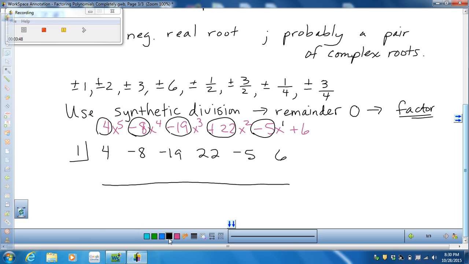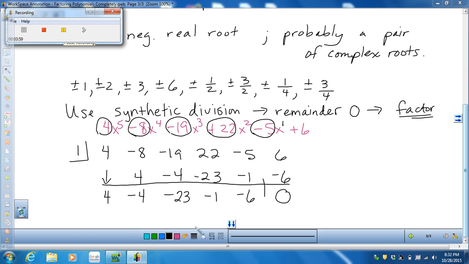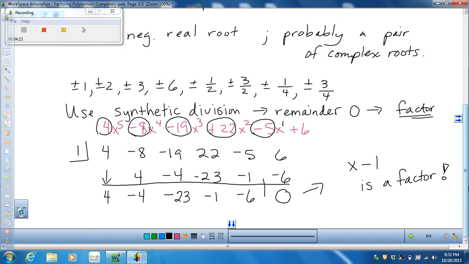So go ahead and pause, and I'll work it out, and then you can record the results. So after doing my synthetic division, you can see that I ended up with a remainder of 0. Because I got a remainder of 0, this means that x minus 1 is a factor of the original polynomial. That's exciting. I'm already partially there. So I found a positive 1.